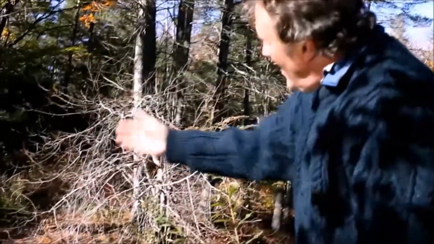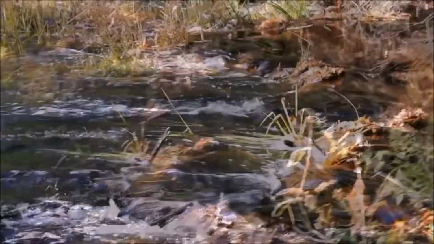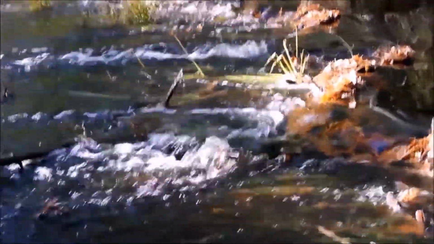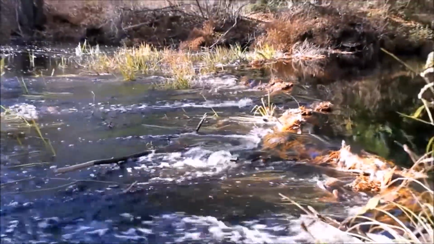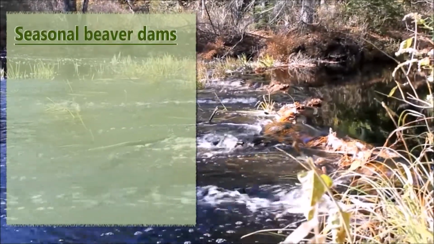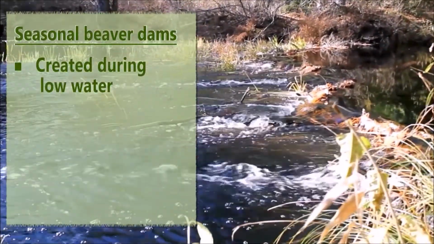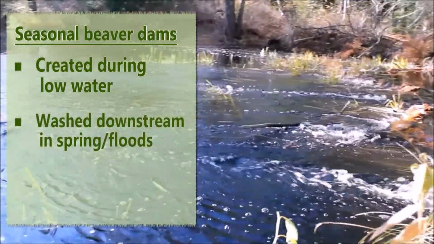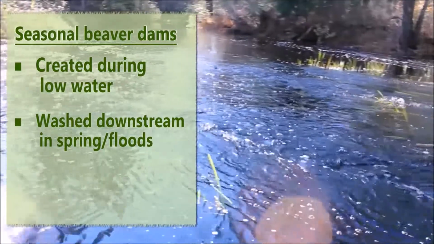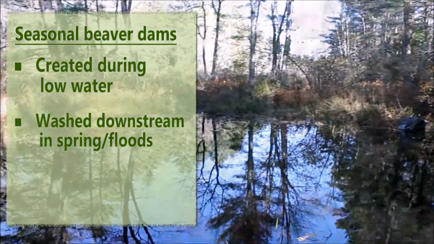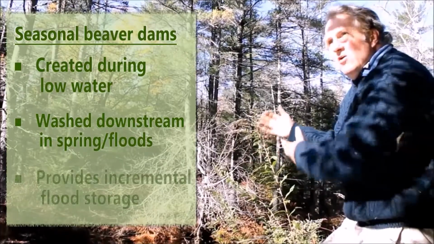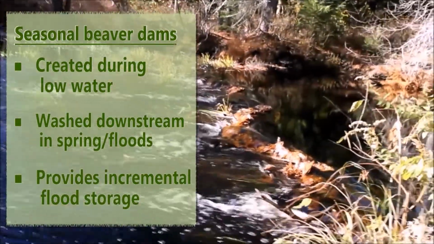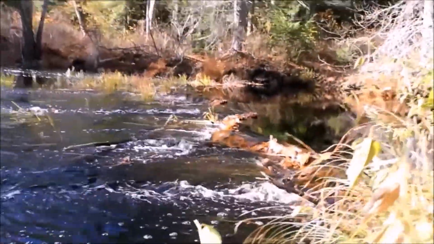Further upstream, we're looking at a dam that was built by beavers when the water was really low. So we're looking at the top of what may have been a 2 to 3 foot high dam. These are seasonal beaver dams that only get put in during low water, and typically every year when there's a major flood event in the spring, this will be washed downstream. Upstream, several feet of water is being held behind this dam, providing flood storage downstream. So beaver can provide incremental flood storage in a river floodplain.